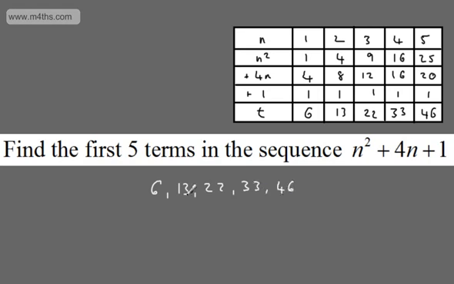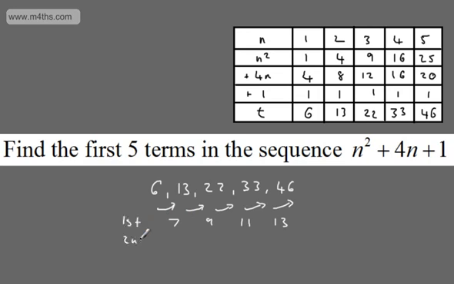Now, with a linear sequence, the first difference is a fixed value. So we saw last time it went up by 3 each time. If we consider this one, the first difference is not fixed. If we just look across, this goes up by 7, it goes up by 9, it goes up by 11, and it goes up by 13. The first difference here is not a fixed number.